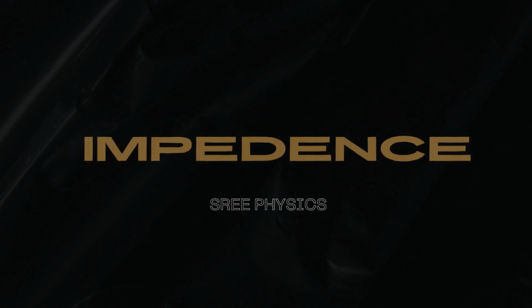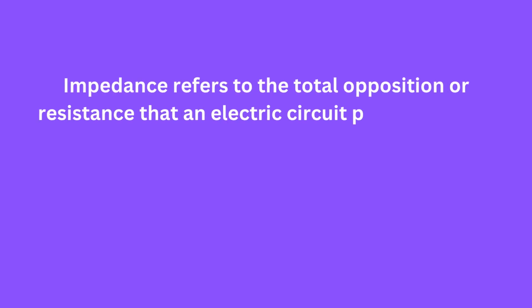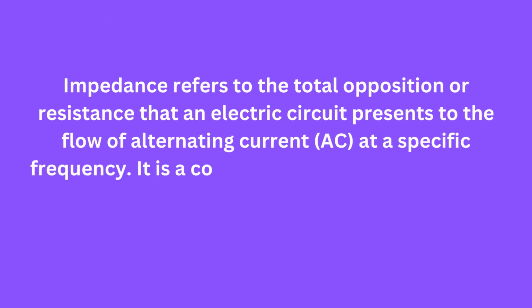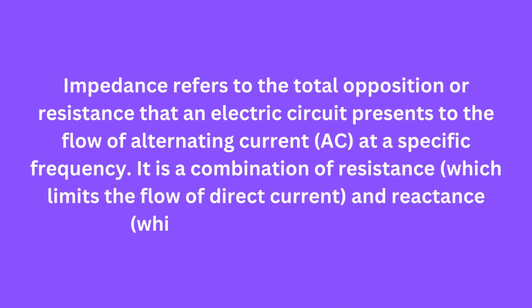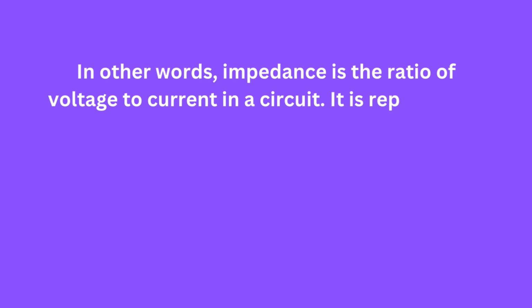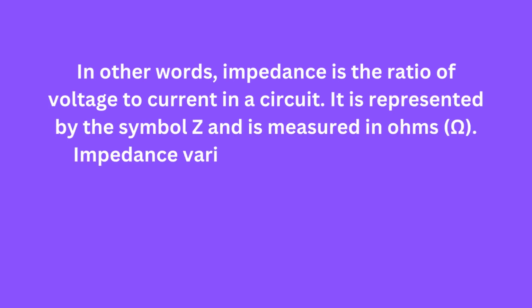What is impedance? Impedance refers to the total opposition or resistance that an electric circuit presents to the flow of alternating current (AC) at a specific frequency. It is a combination of resistance, which limits the flow of direct current, and reactance, which limits the flow of AC. In other words, impedance is the ratio of voltage to current in a circuit. It is represented by the symbol Z and is measured in ohms (Ω).